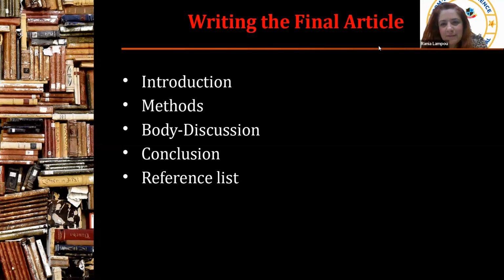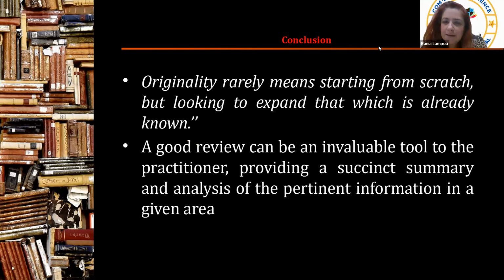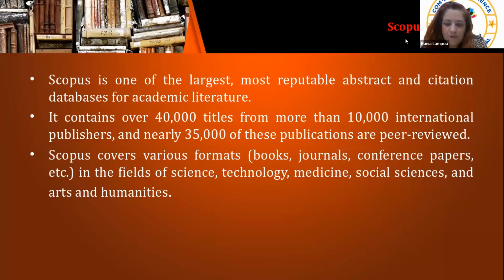And the final article must contain the structure that I mentioned before. The components of the final article should be introduction, methods, discussion, conclusion, and reference list. Before concluding, I want to say that a good review is always a precious tool. Remember that originality rarely means starting from scratch, but looking to expand what is already known. And this is the magic of research.